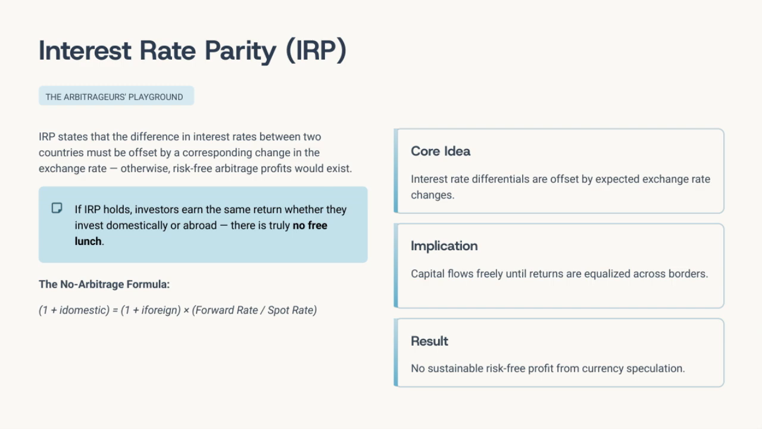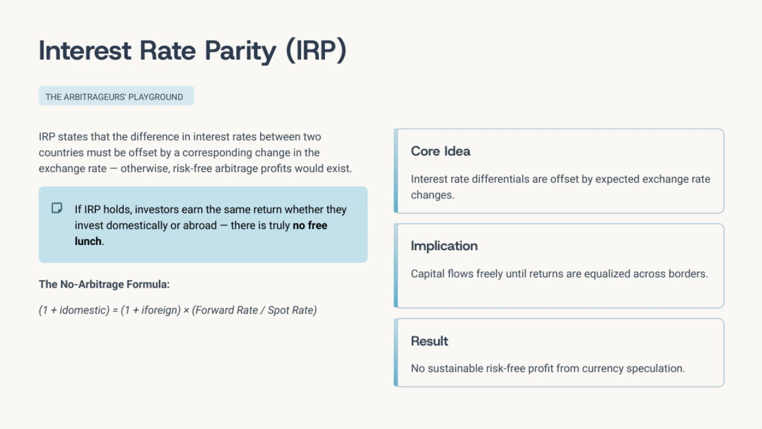So, if one country offers a higher interest rate, the currency is expected to depreciate in the future, balancing out potential gains. The core idea here is captured by the formula: 1 plus i domestic equals 1 plus i foreign multiplied by forward rate divided by spot rate. This is known as the no arbitrage formula.